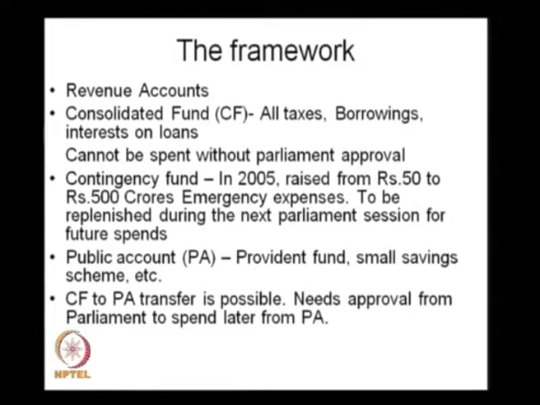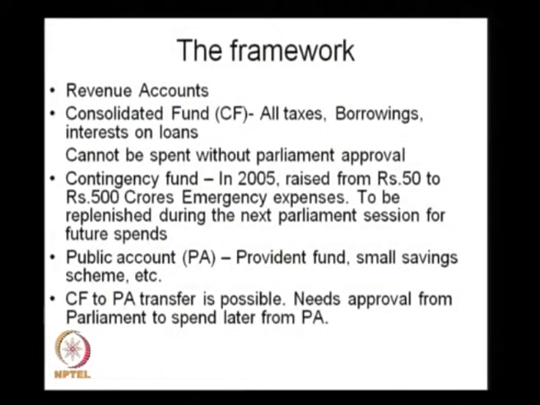In addition, the budget has the public account, into which all the provident fund or the revenues from the small savings schemes get in. It is possible that from the consolidated fund a transfer can be made to the public account, but when it comes to spending the money from the public account, prior approval from the parliament is necessary.